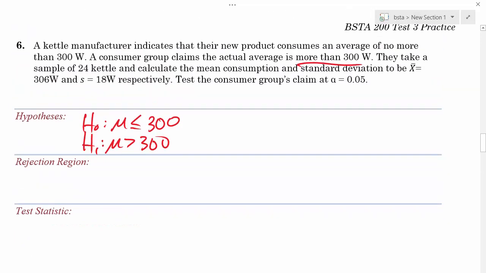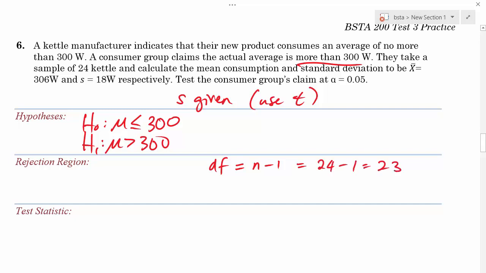Rejection region. Are we using Z or T here? T. Why? It says S equals 18 watts. You see that? S equals 18. S is sample, so S is given. The sample standard deviation is given, so we are going to use T. When you're using the T table, it uses degrees of freedom, and for one population mean the degrees of freedom is n minus 1. What is n in this question? 24, thank you. So the degrees of freedom will be 23.